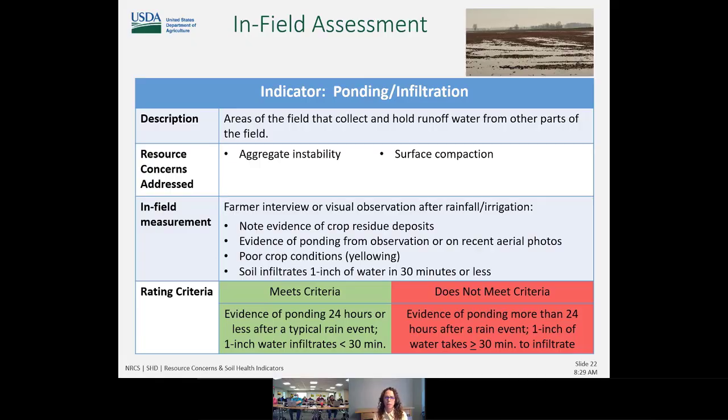And really, if you can do the infiltration test in the field with the infiltration rings, then the soil would infiltrate 1 inch of water in 30 minutes or less. And that would meet the criteria. If it takes more than 30 minutes to infiltrate 1 inch of water, then it would not meet the criteria. Or if you still see evidence of ponding after more than 24 hours after a rain event, that would also be an indicator that this is a resource concern, or that we have an associated resource concern.